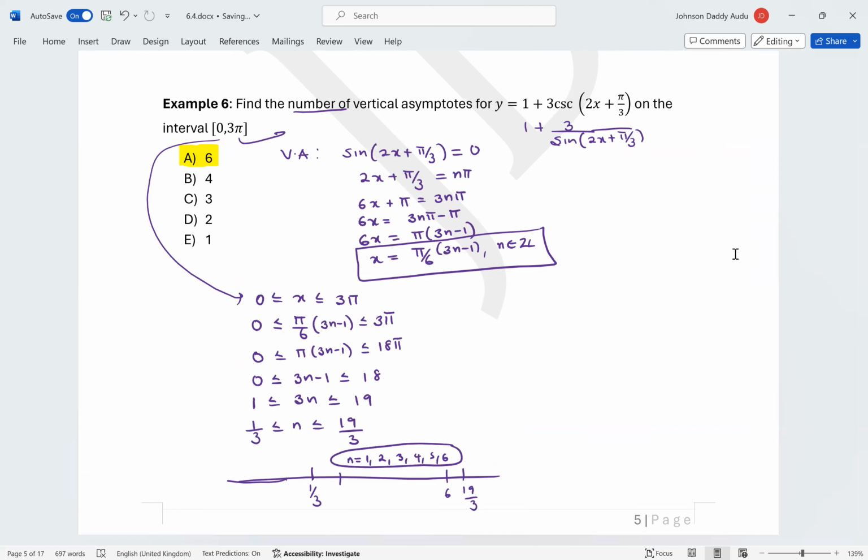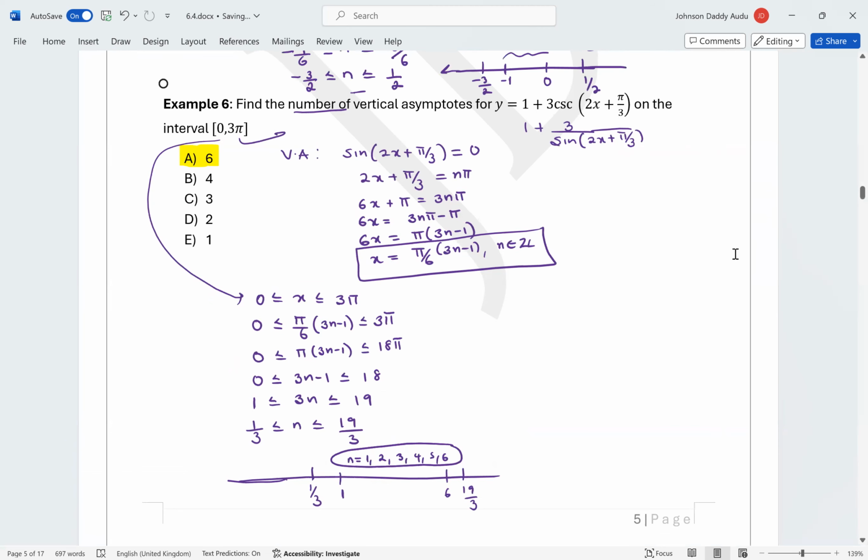Because remember, this question is not asking us to find the vertical asymptote. It's asking us how many vertical asymptotes. So the value of n is okay. If the question were to find the vertical asymptote, then you now have to come back here and substitute n is equal to 1, n is equal to 2, n is equal to 3, like that. But here we don't have to do that. All right, so I hope this is clear. This is how to find the vertical asymptote analytically without graphing.